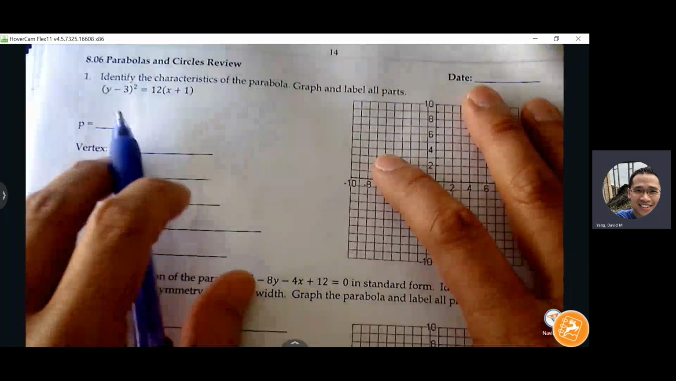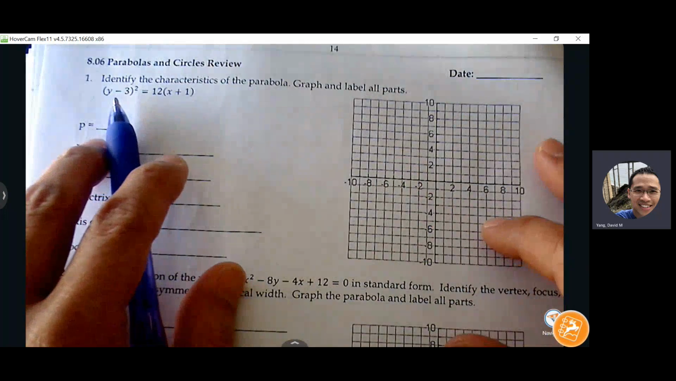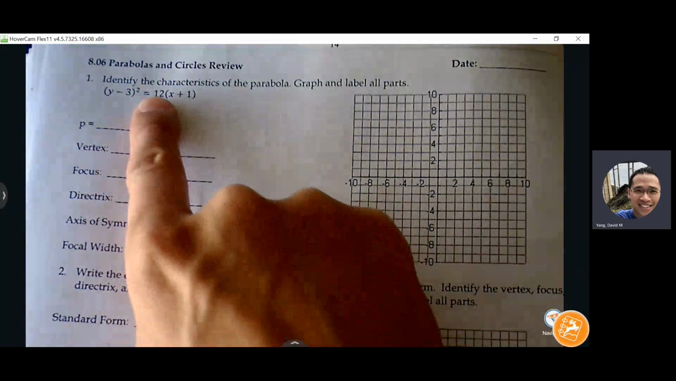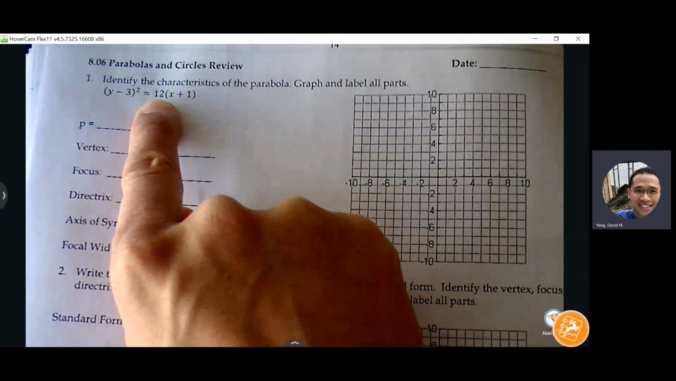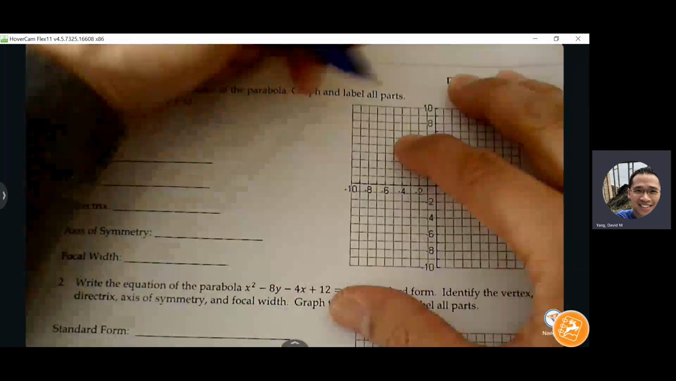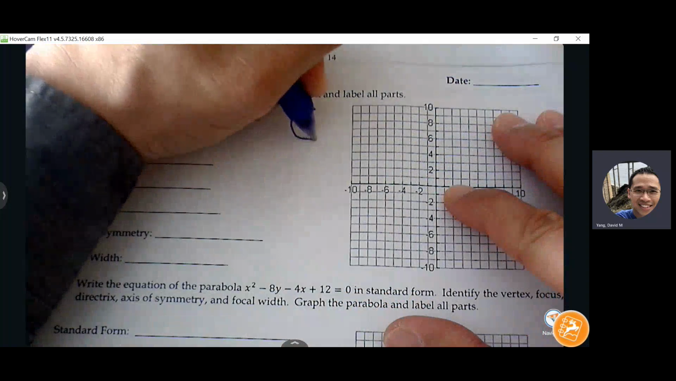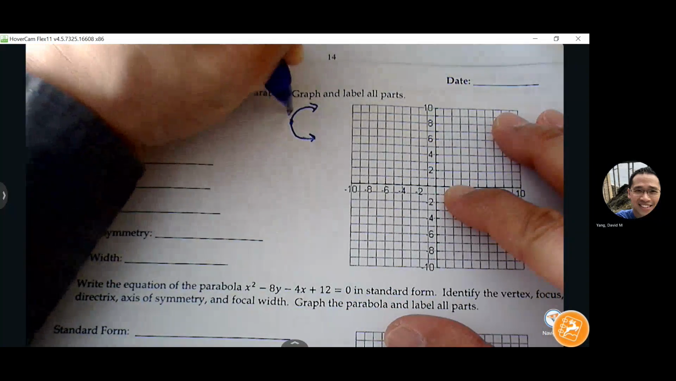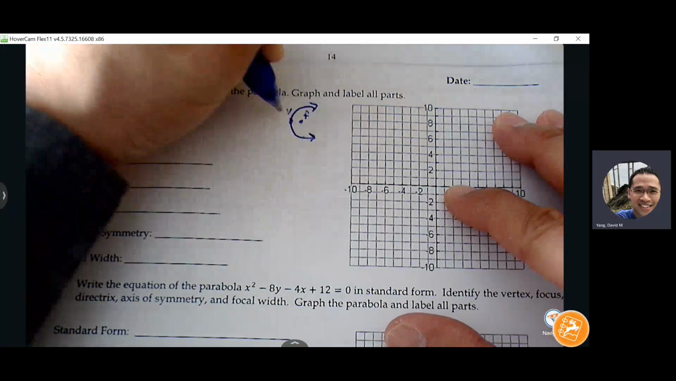In this case, the y is being squared, so which direction are we expecting? Up, down, or left, right? Left, right, okay. And then this 12 is going to help narrow it down even further. That's a positive 12, so it's going to open to the right. So if it opens to the right, let's go ahead and do a quick sketch so you know where things are. You expect these things to be in place.